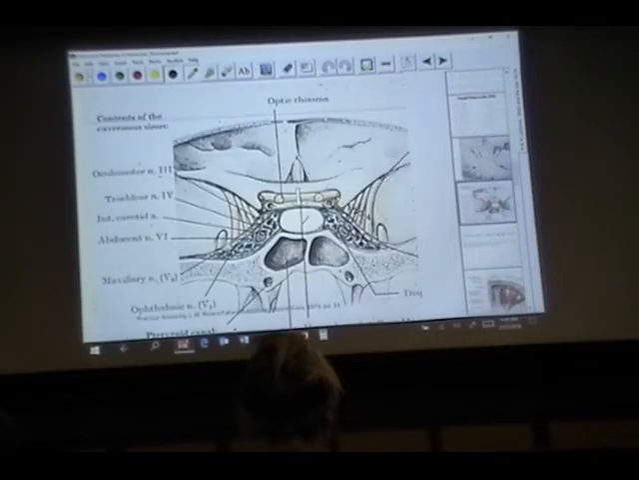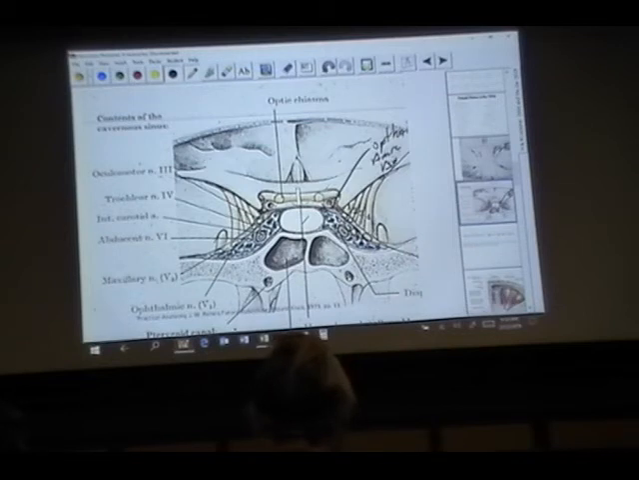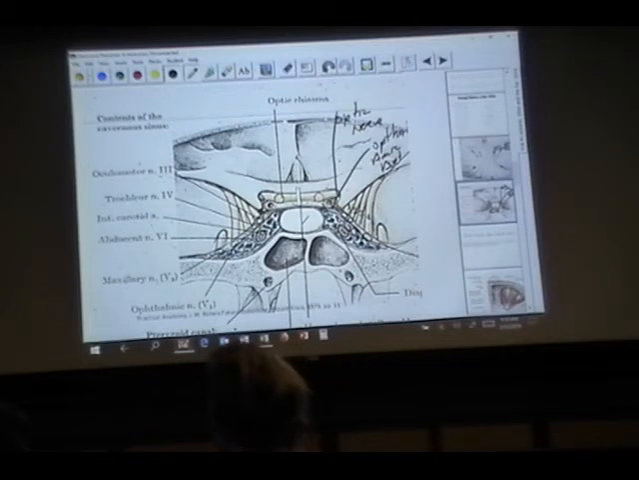Okay, so here we see that. Here is the ophthalmic artery. Okay. Here's the optic nerve. And here we have, this is actually V1. This is 6. This is 4. And this is 3.